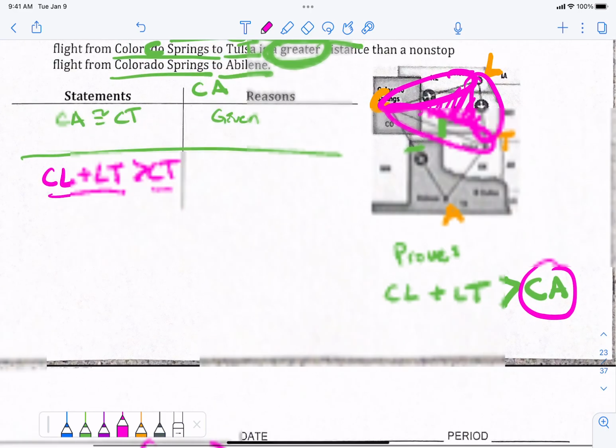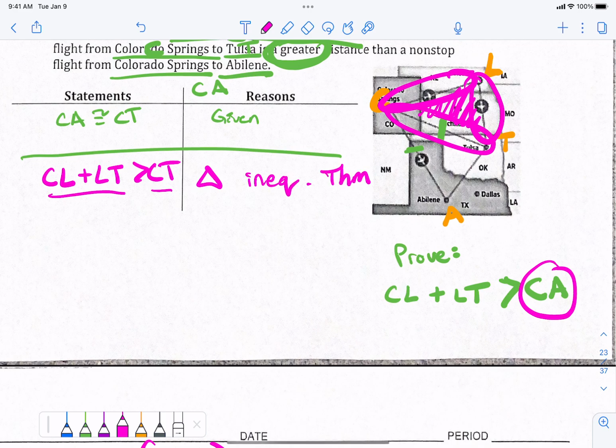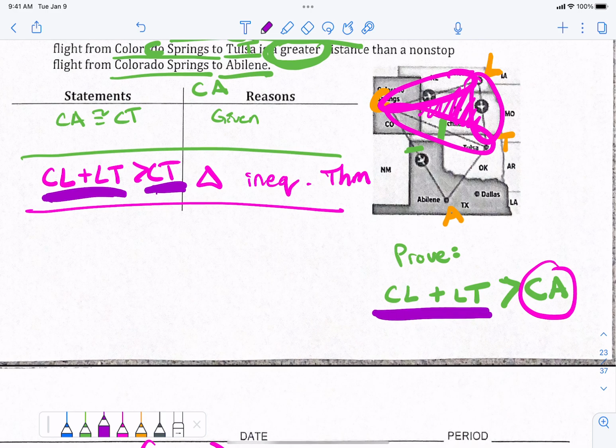That is because of the triangle inequality theorem from up above. Any two added together have to be bigger than the third side. Okay? Instead of saying CL plus LT is greater than CT, I want CL plus LT is greater than CA, not CT.